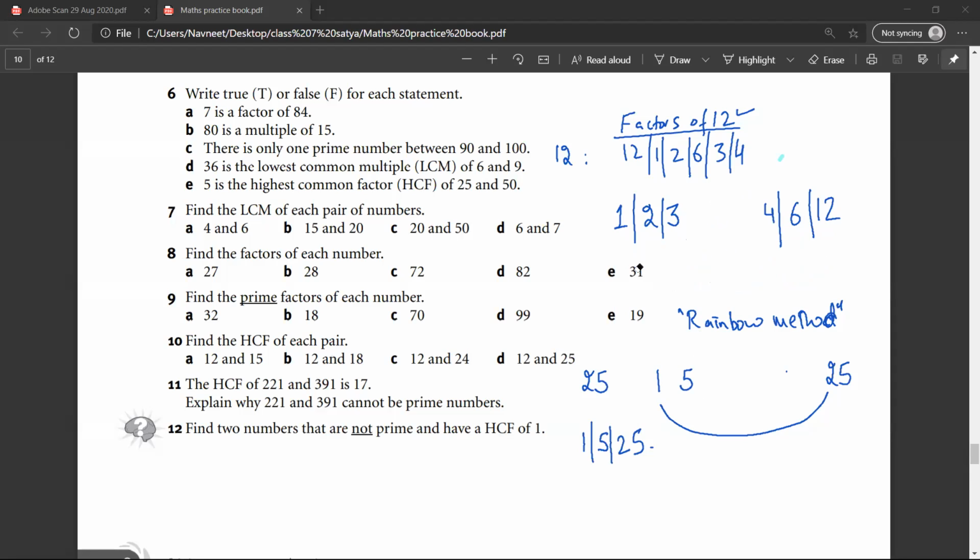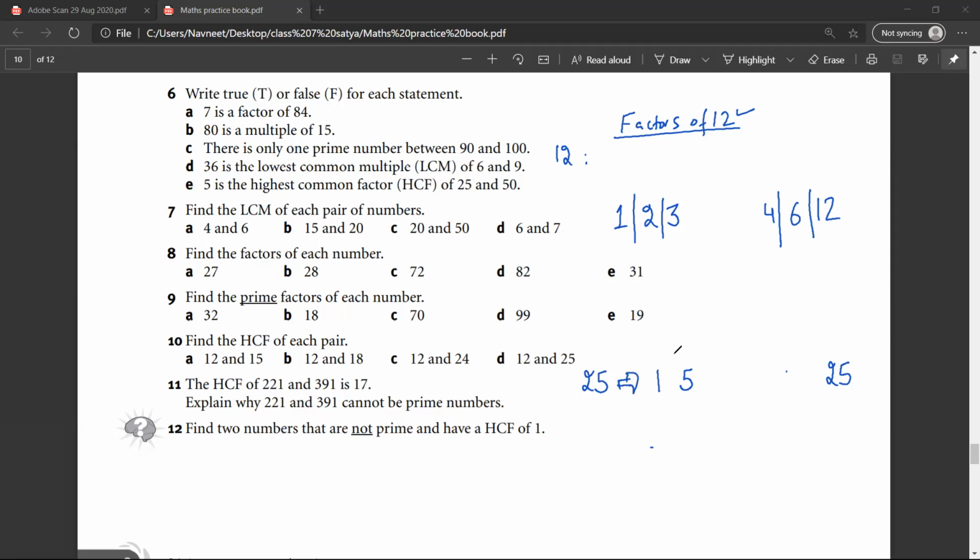focus only on factors of 12 and factors of 25. Yeah. So the factors of 25 are 1, 5 and 25, and factors of 12 are 1, 2, 3, 4, 6, 12. Have you understood till here?